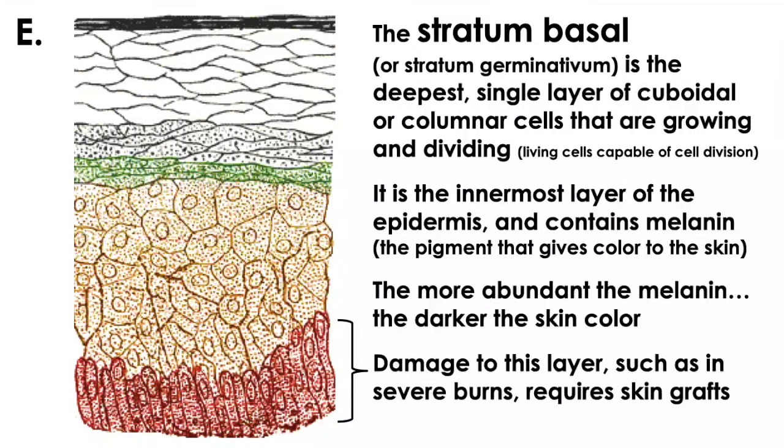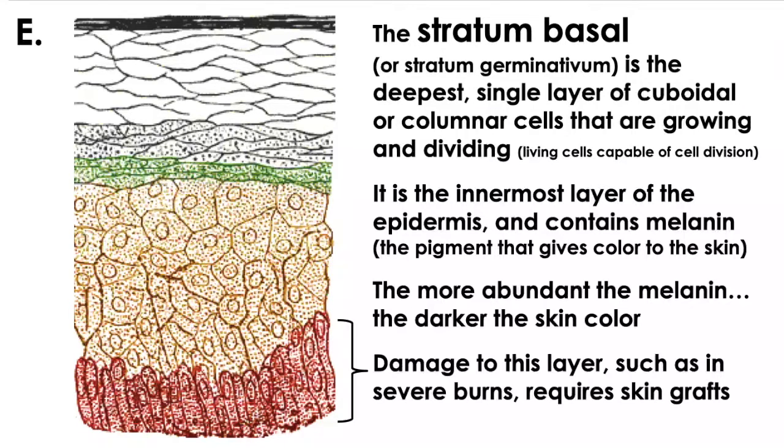And these cells are constantly, and here's the key here, dividing. These are living cells going through division. And these are going to also contain melanin. Melanin is a pigment that gives skin color.